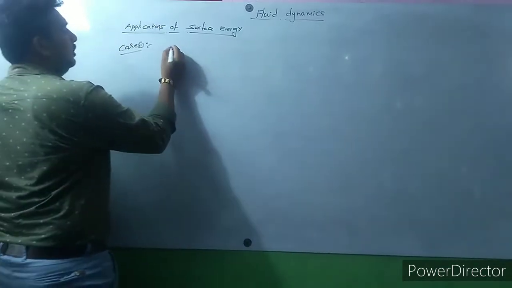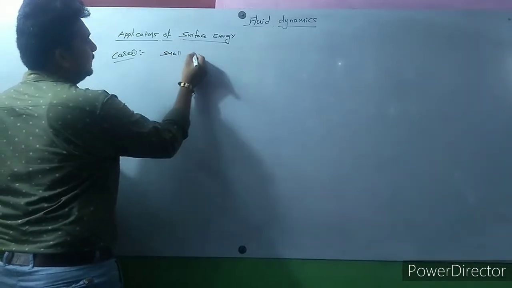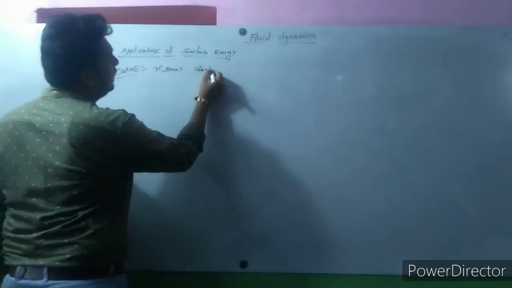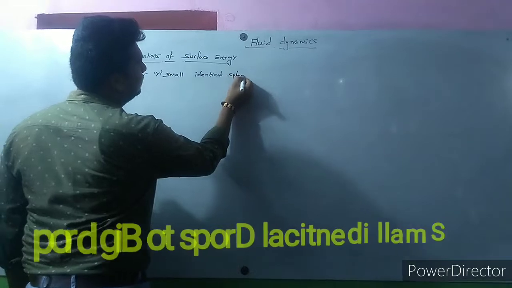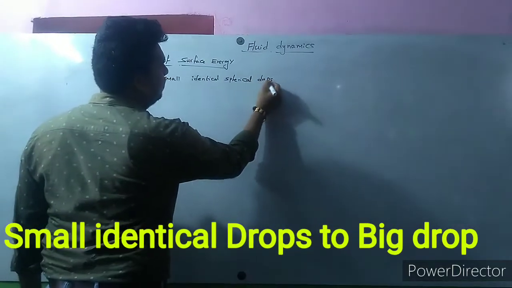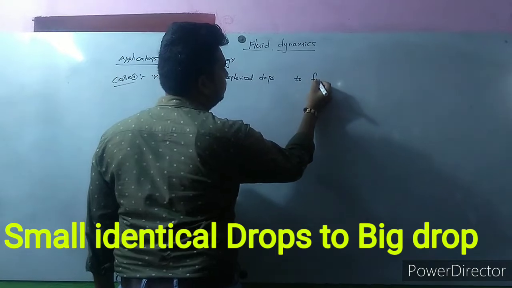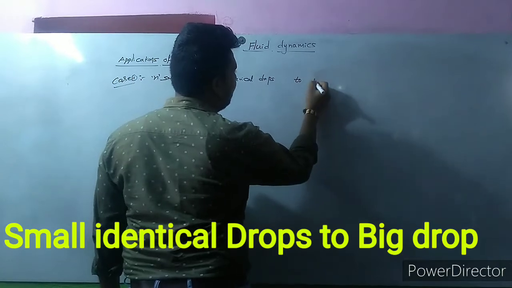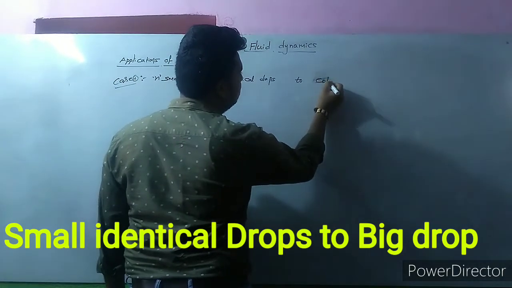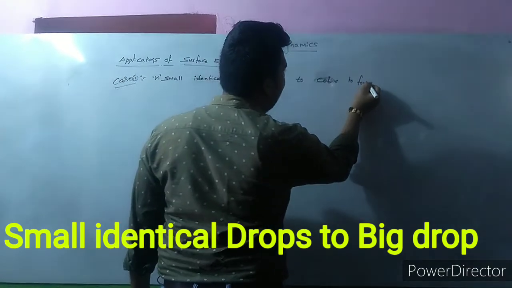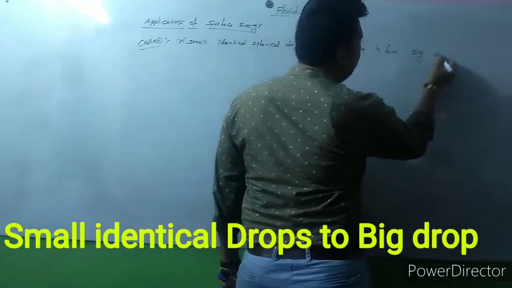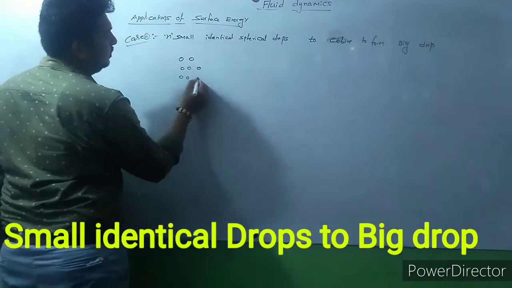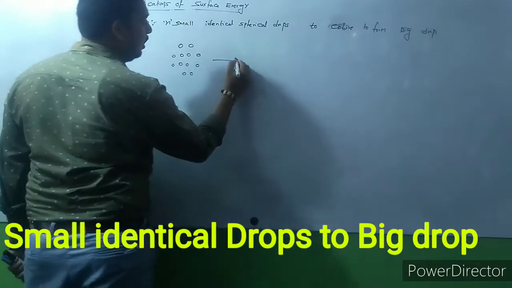Case 2. Small spherical, n small identical spherical drops mingle or combine to form a big drop. Okay, here n small drops combine to form a big drop.